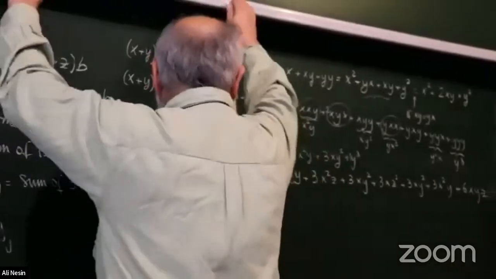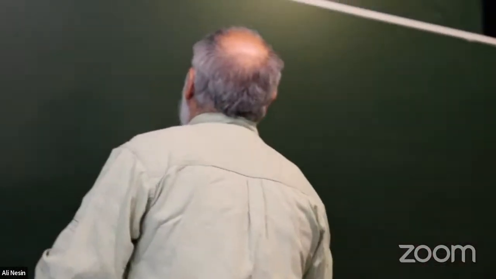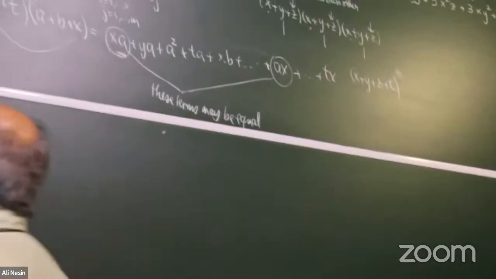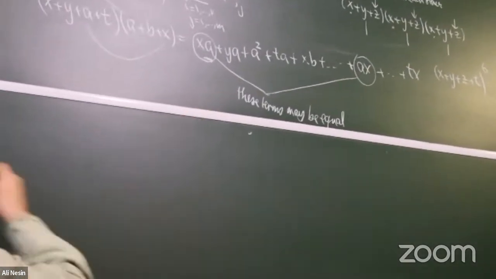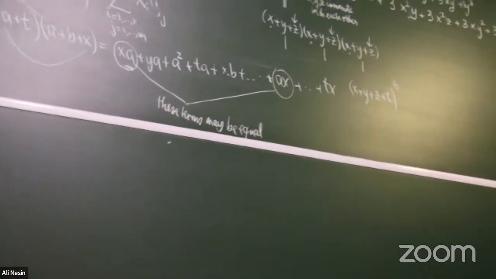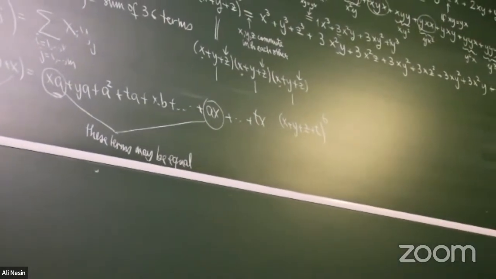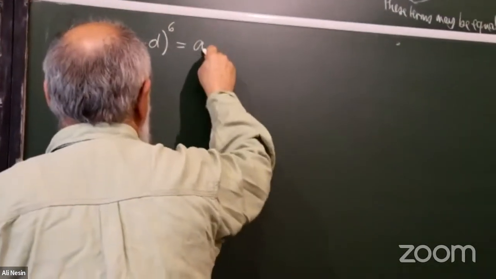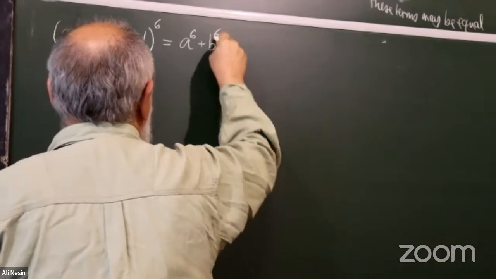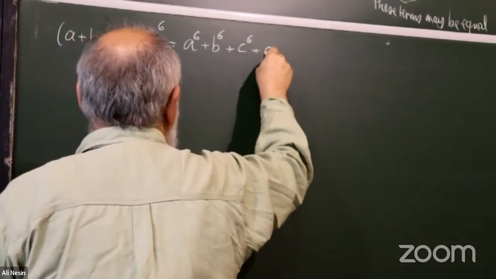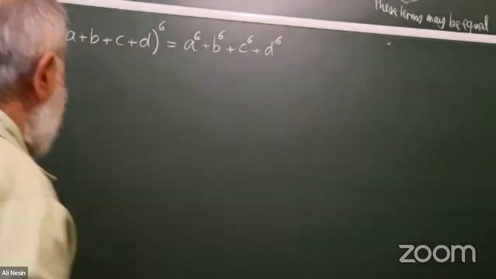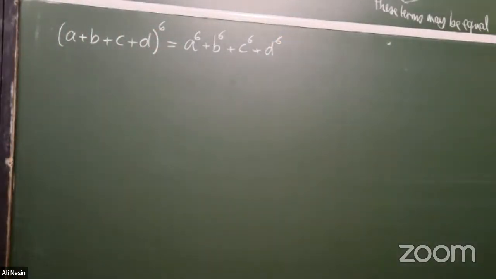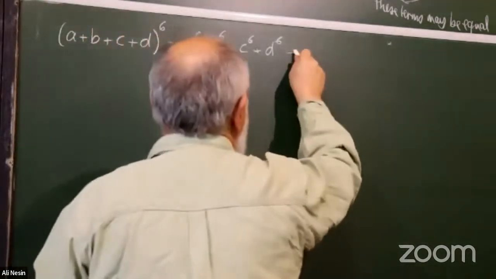Let us try to do this. (a + b) — this is not x, y, z, t. Let's do (a + b + c + d) to the 6. Of course, I will have a to the 6, b to the 6. These are easy, right? You have a to the 6 plus b to the 6 plus c to the 6 plus d to the 6. And then you will have, for example, ab cubes.